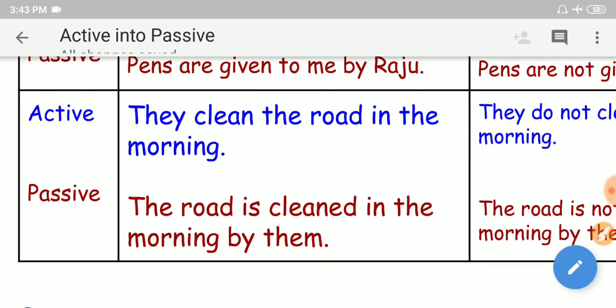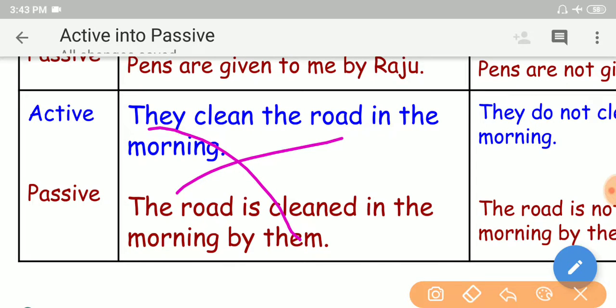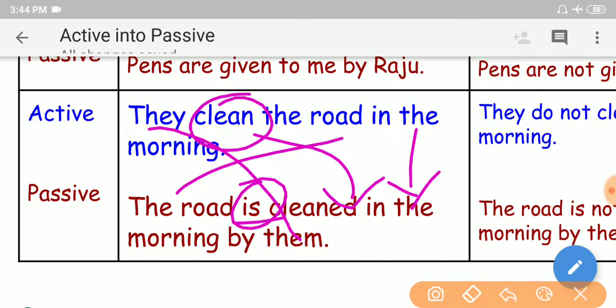Same rule to be adapted here. What is that? The road is the object, it should be brought to the subject position. Again they goes to the object position. Clean should change into cleaned. At the same time one to be verb is used, and the complement should be kept as it is. After the complement, we must use by and the subject, my dear friends.